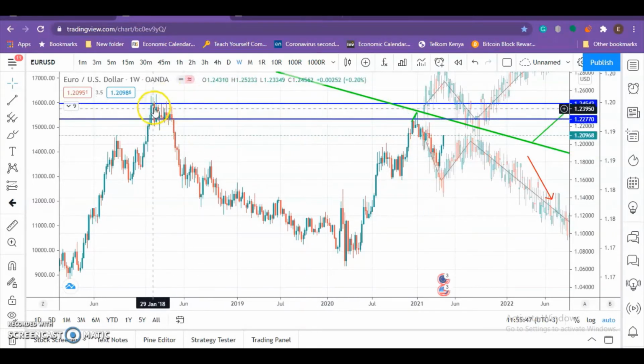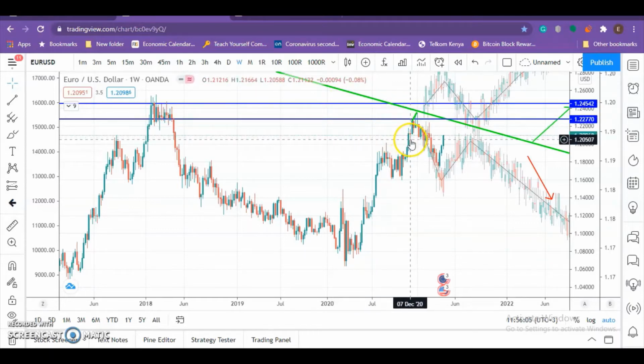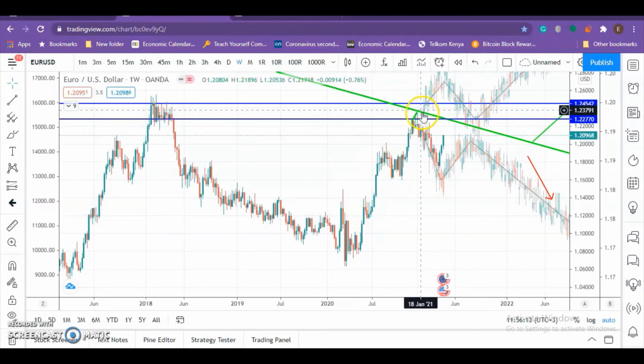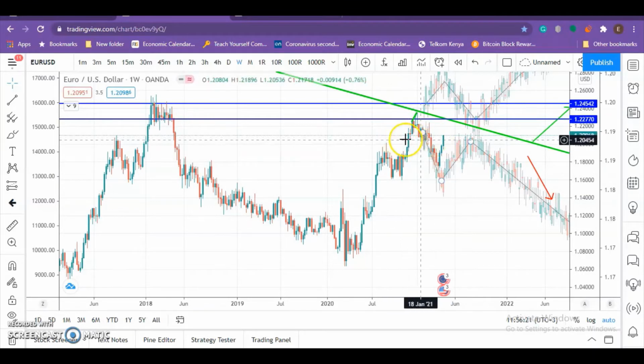Remember this is also a very good psychological level, 1.22770 to 1.24542. This zone here is a very good psychological level. So we'll wait and see how this week goes. In case it goes down, remember it will also have formed a head. This is the head, the shoulders, and the shoulders. If it goes down, it will have formed a good head and shoulder pattern, which will be good for sale. But let's wait and see.